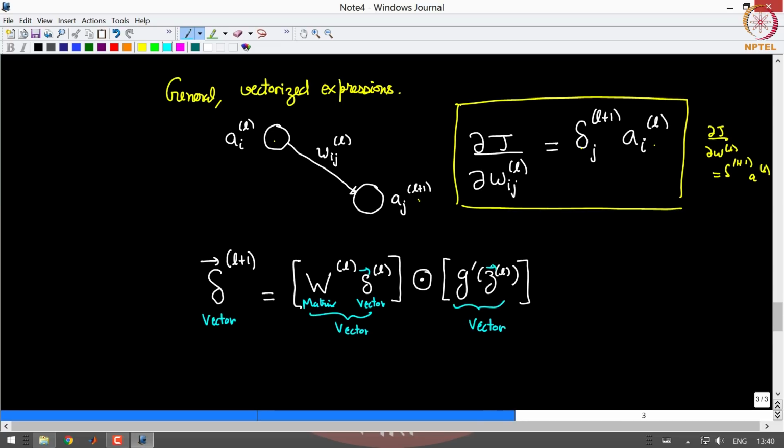because Z is also a vector now, and this, remember, is our Hadamard product, which we had seen in week 1, what is called element wise multiplication.